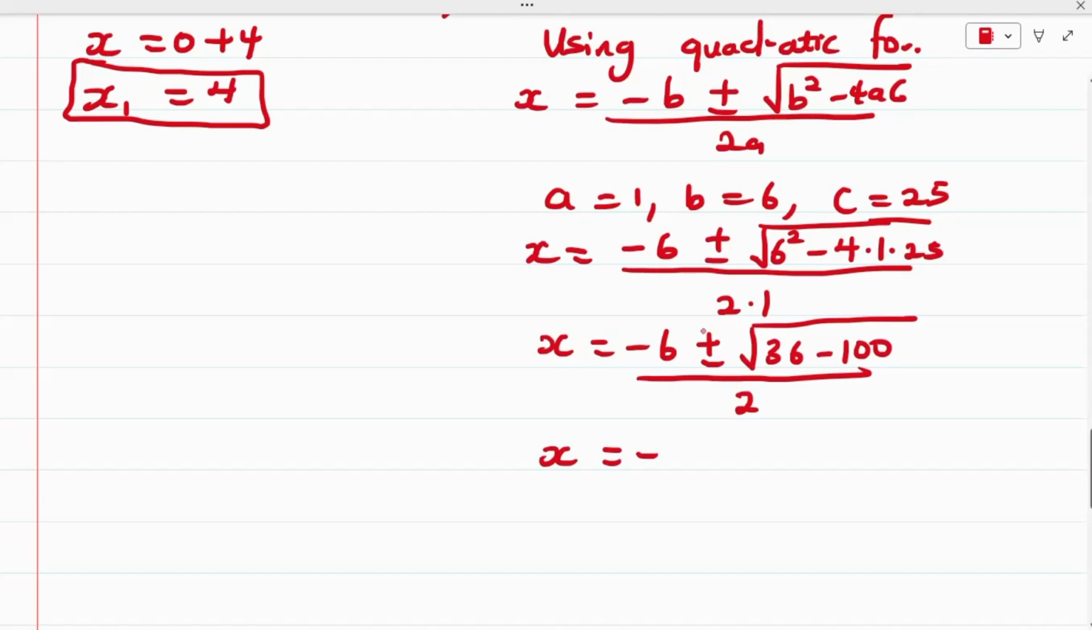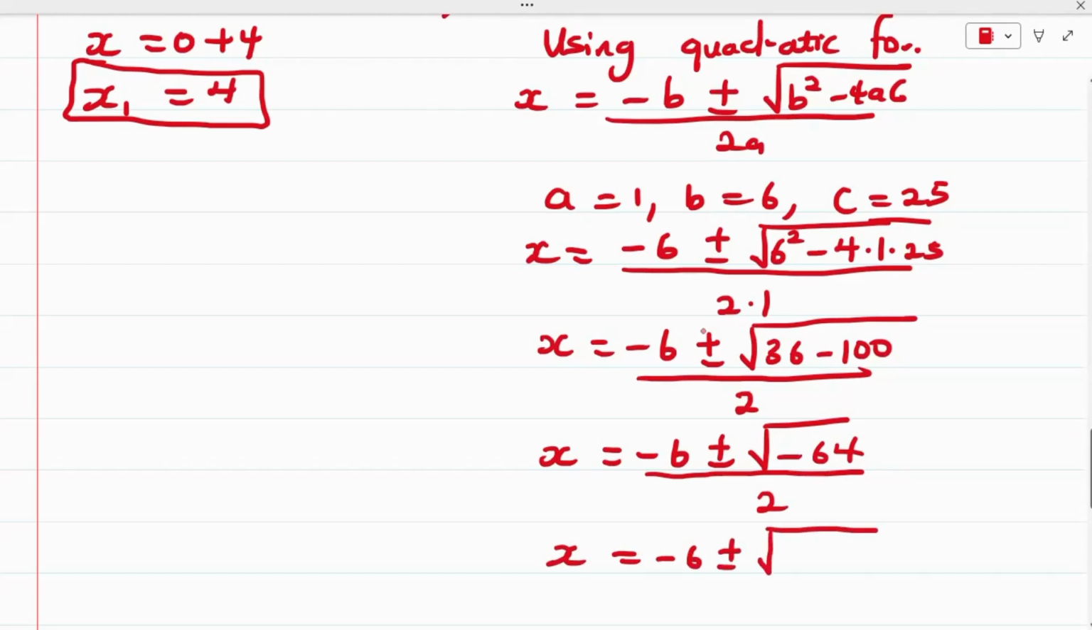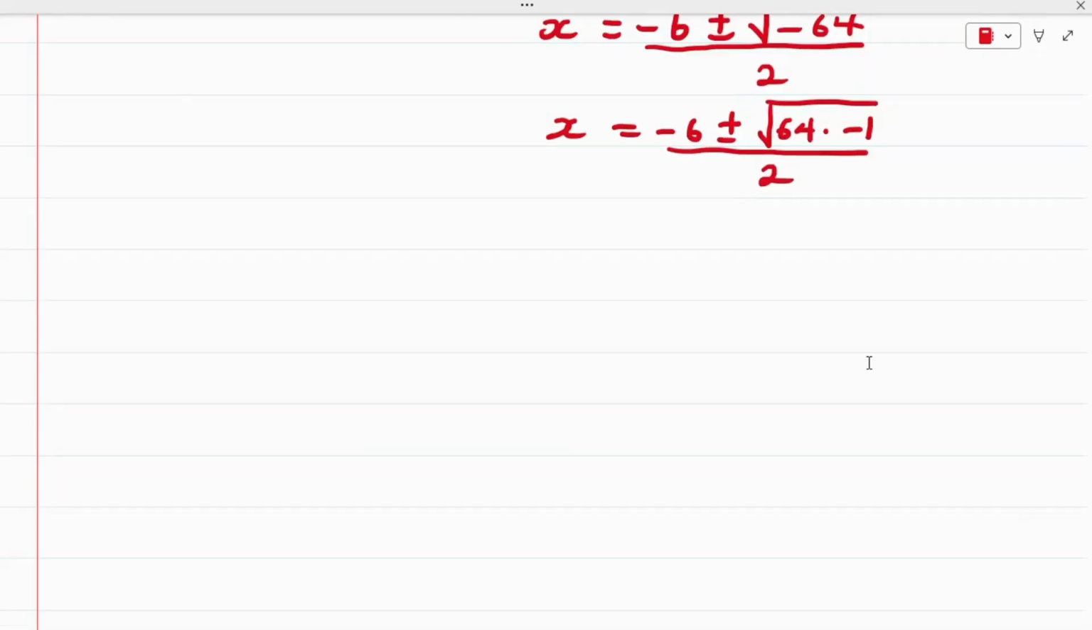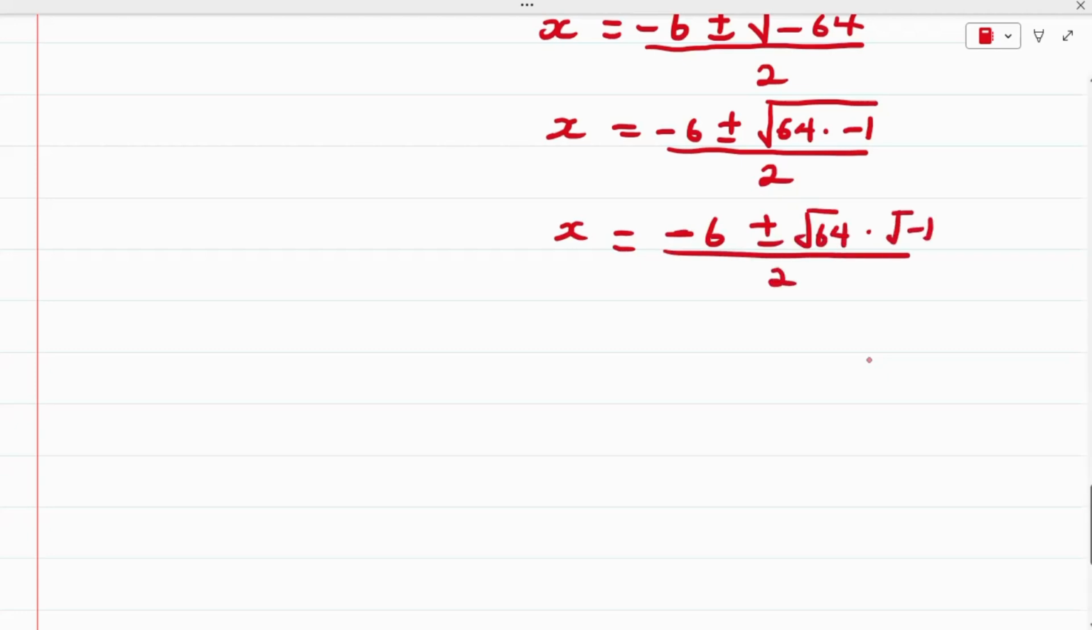So x is equal to minus 6 plus minus the square root of 36 minus 100 is going to give us minus 64, divide 2. Alright, so from here x is equal to minus 6 plus minus, now minus 64 can be expressed as 64 multiply negative 1, divide 2. From here we have x is equal to minus 6 plus minus the root of 64 multiply the root of negative 1, over 2. But the root of negative 1 is equal to i, so we have x is equal to minus 6 plus minus the root of 64 is 8 and the root of negative 1 is i, over 2.